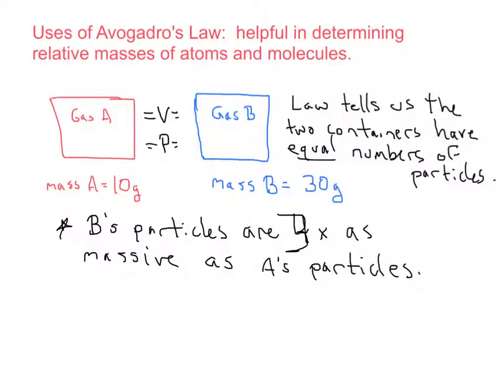3 times as massive as A's particles. And then if you know the exact mass of A, you could just triple it to get the mass of B. And this was very helpful in obtaining the atomic masses of the different elements on the periodic table, which they were, around the time this law was proposed in the early 1800s, working out what the average atomic masses are. Any gas you could vaporize, or any element you could vaporize, you could use a technique like this in order to obtain its relative mass.